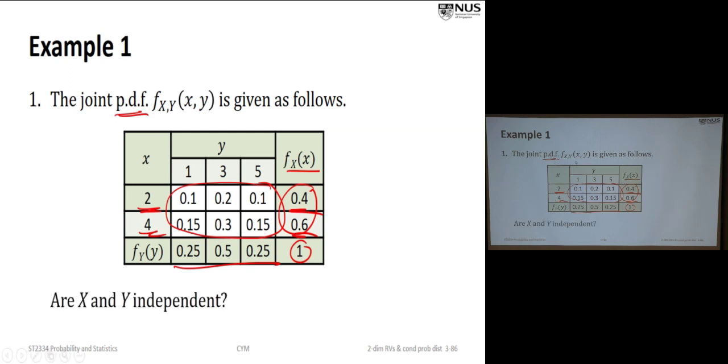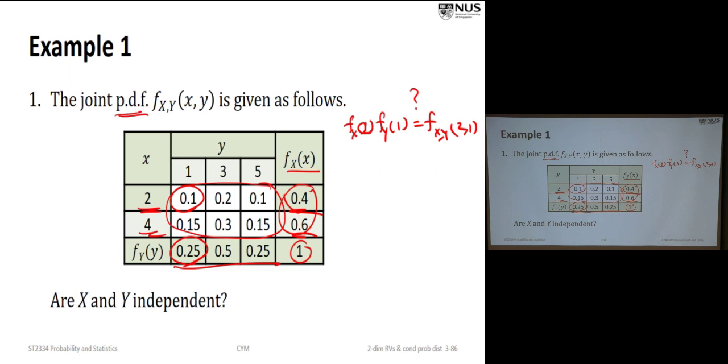So now, my question is, are x, y independent? What I have to do is to check whether f of x1 times f of y1 is equal to f of xy at 2 and 1. So that means 0.4 times 0.25. The product equals 0.1. So at least f of x times f of y equals f of xy, the joint probability, for x equal to 2 and y equal to 1. But that's not good enough. You have to check all the possible xy values.